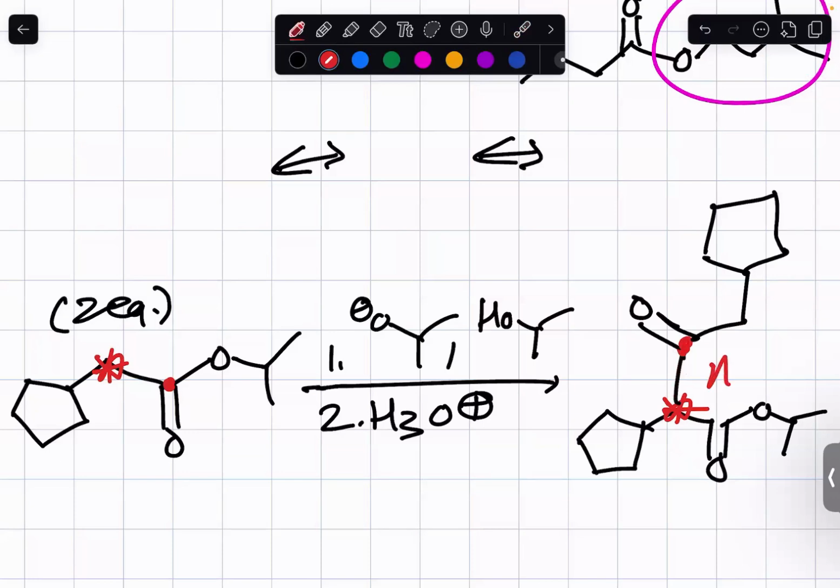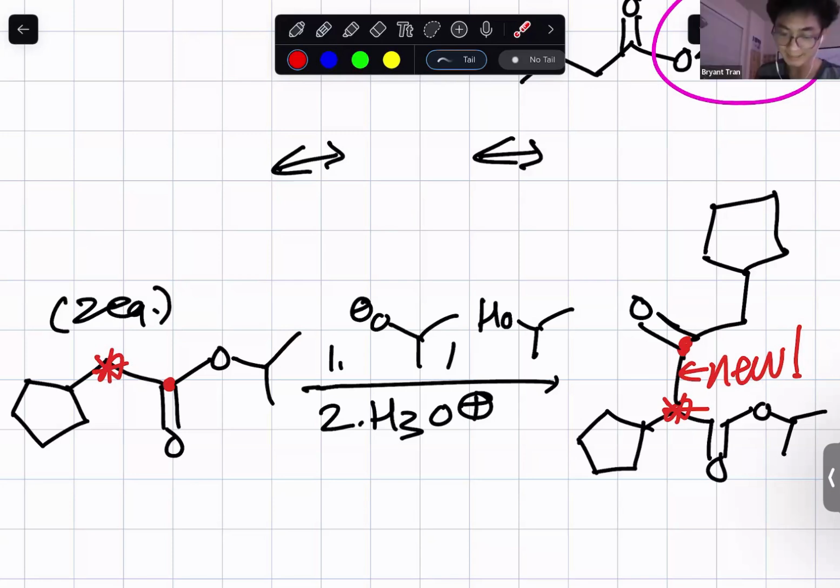Wait, so I connected it correctly at the star. Like I formed the bond at the star. I have to add a carbonyl carbon directly to that bond. Yes, right, a carbonyl carbon to that bond. You connected the star carbon to another alpha carbon. But we want to connect the star carbon to the carbonyl carbon, not the alpha carbon.